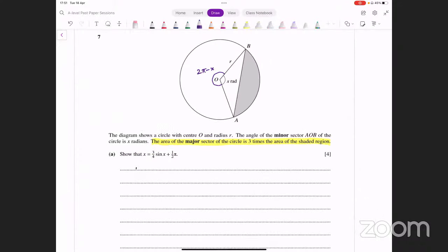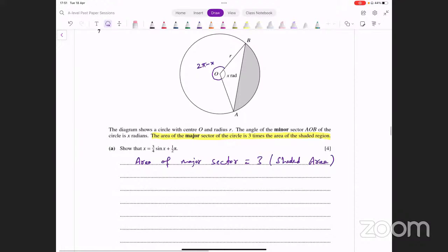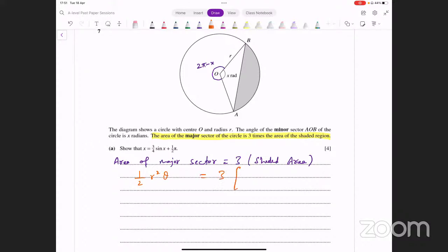How do you do that? You write this down. You say area of the major sector that is equal to 3 times the area of the shaded region. Shaded region क्या है? That's a segment, right? ये आपने करना है. Now, what's the area of a sector? Area of a sector is half r square theta. And what about segment? Segment is sector minus triangle.